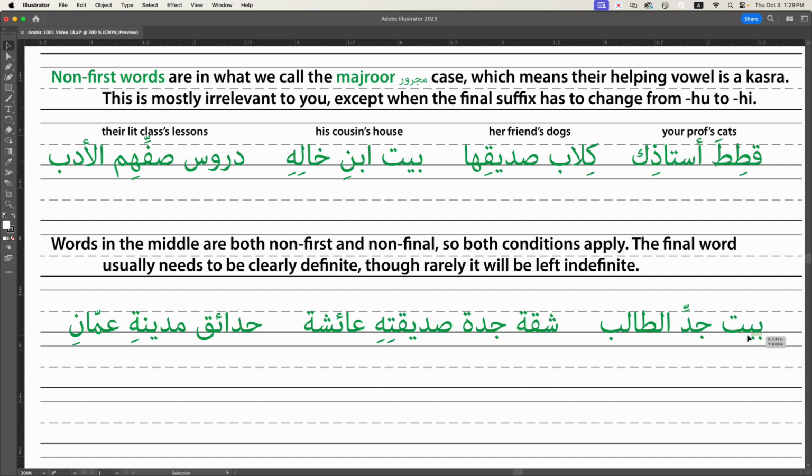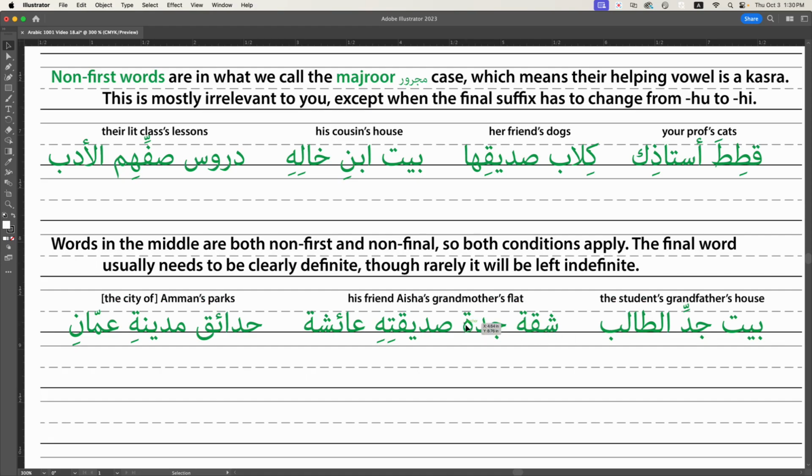So let me give you a few here. Beit jedd at-talib. A jedd is a grandfather, and even though you have to mark aunts and uncles coming from different sides of the families, for some reason you don't have to mark grandfathers and grandmothers this way. I don't know, it's Arabic, it's complicated. So the house of the grandfather of the student. Here the final word is marked definite, with alif lam. These two both look indefinite but are actually definite. Because they're non-first words, both are in the majrur case, so their helping vowel is kasra. So we get the house of the grandfather of the student, or the student's grandfather's house.